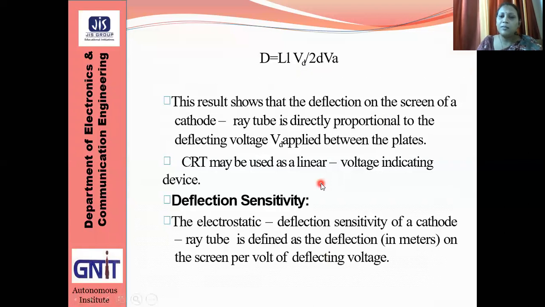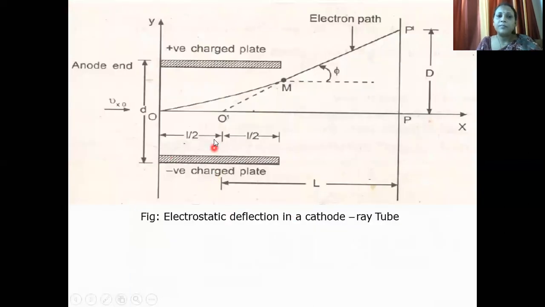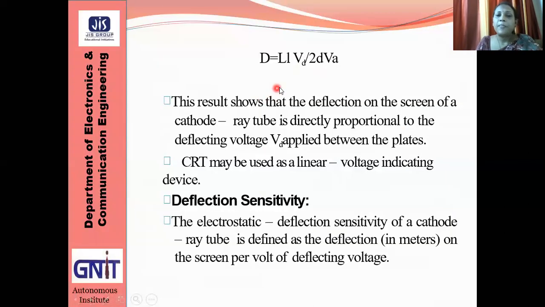And d is the distance between the plates. Va is the anode voltage and Vd is the deflection voltage. So, this result shows that the deflection on the screen of the cathode ray tube is directly proportional to the deflecting voltage Vd applied between the plates.